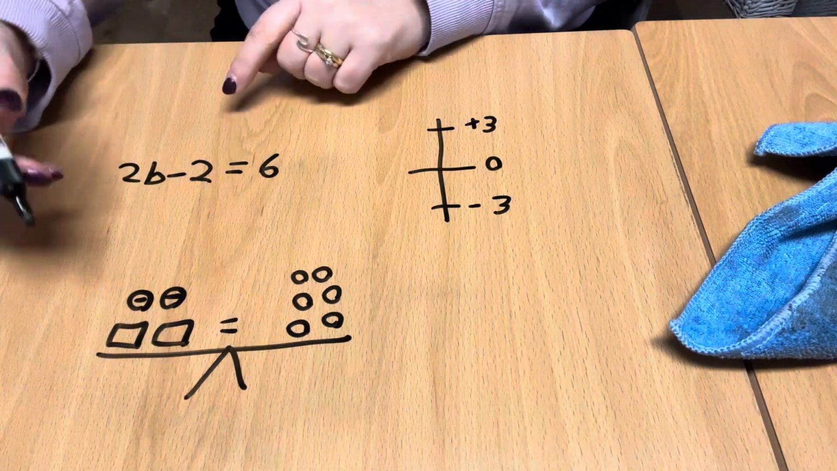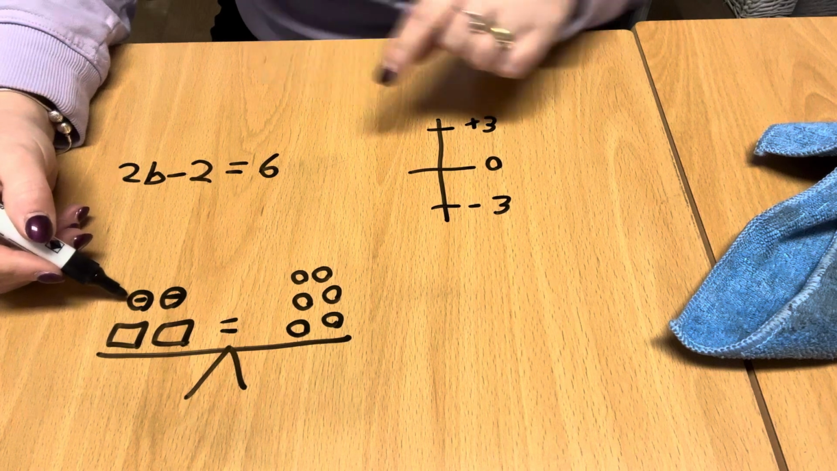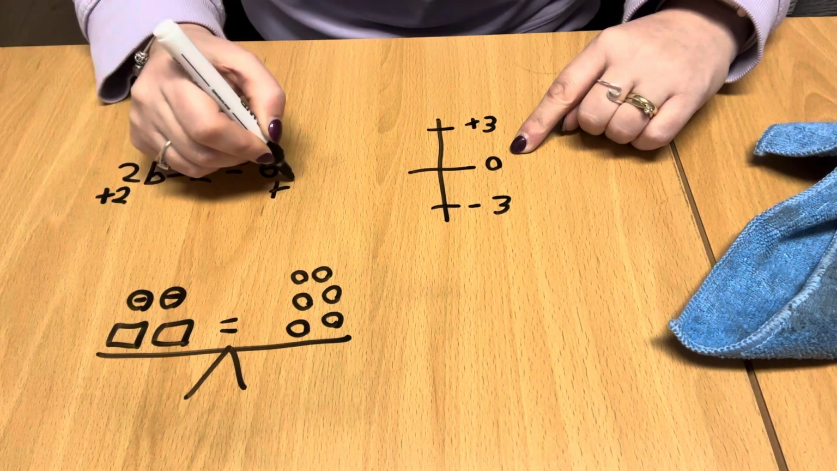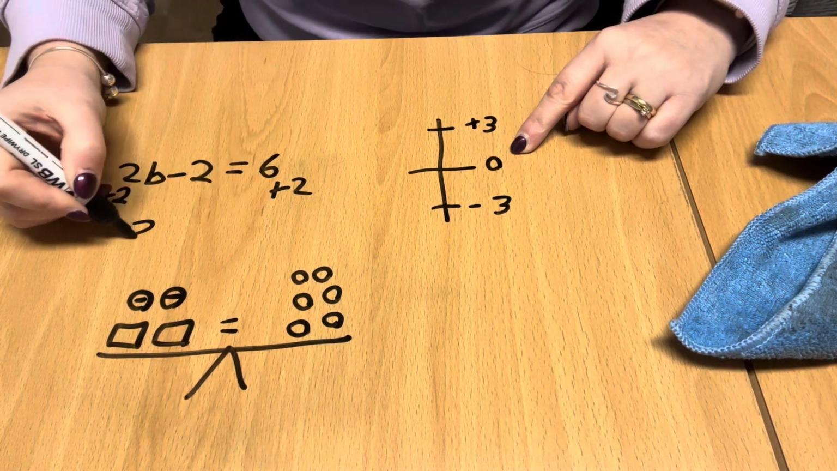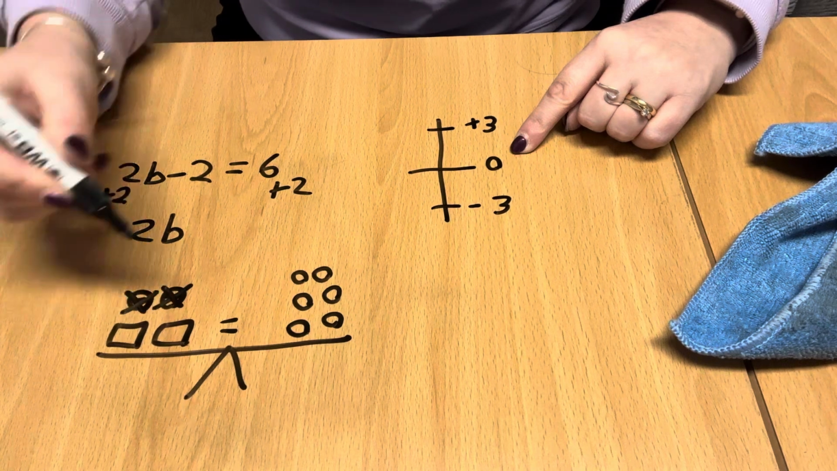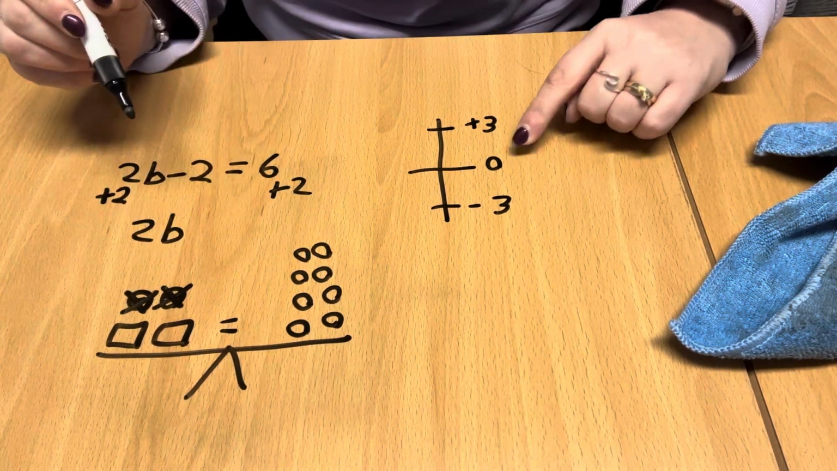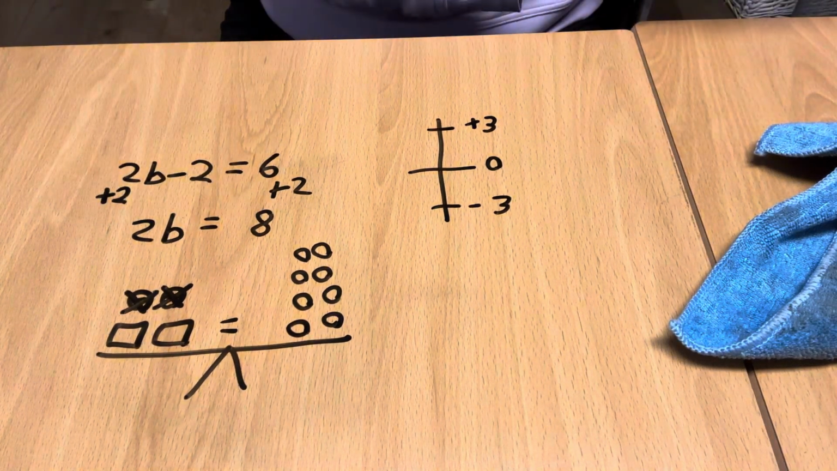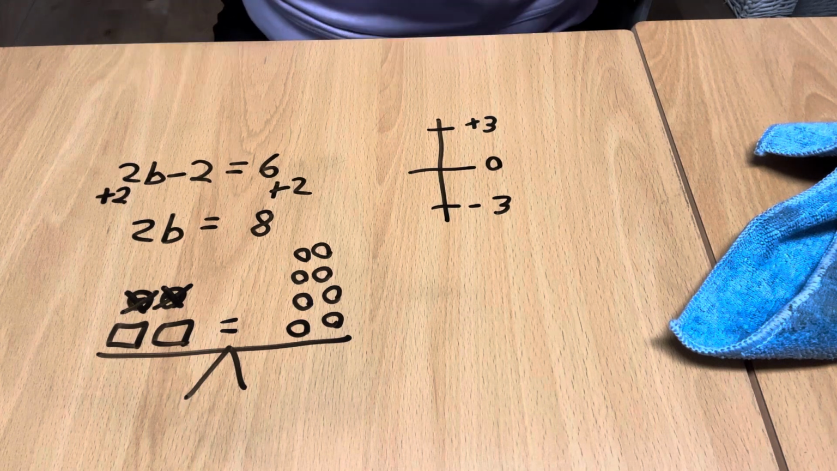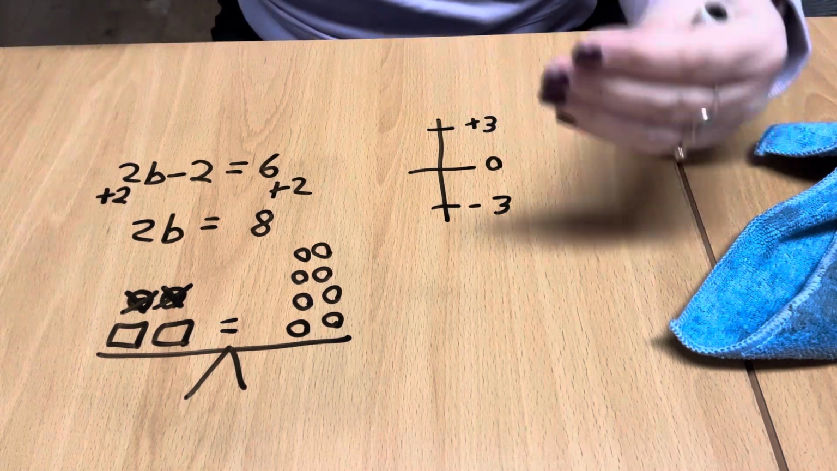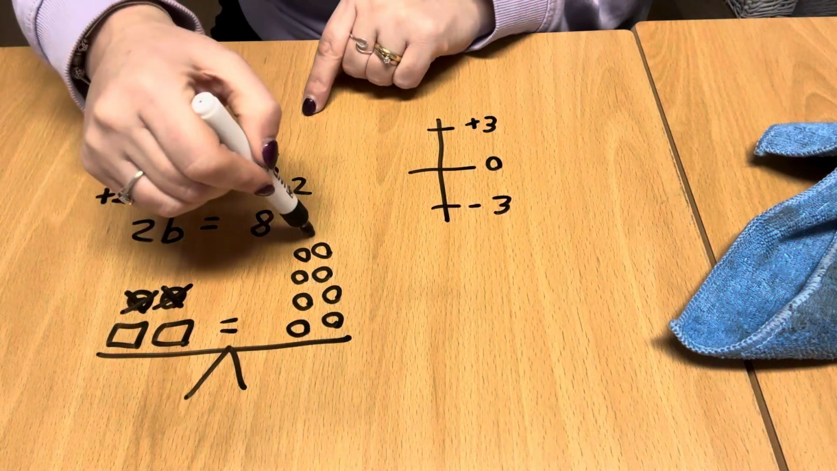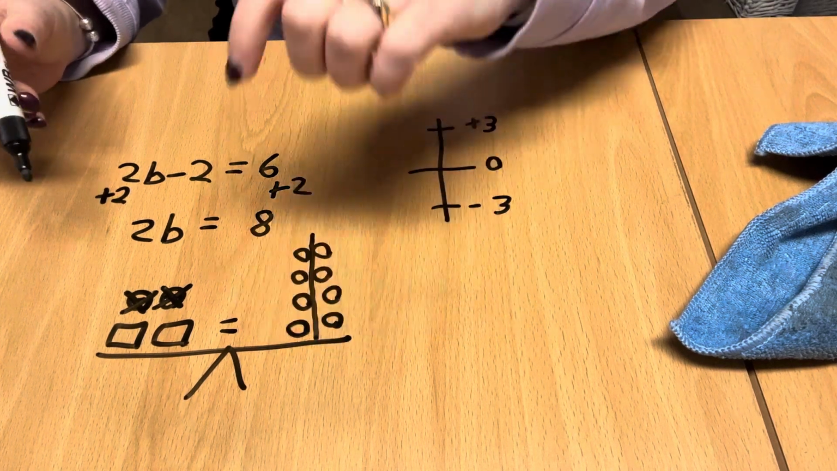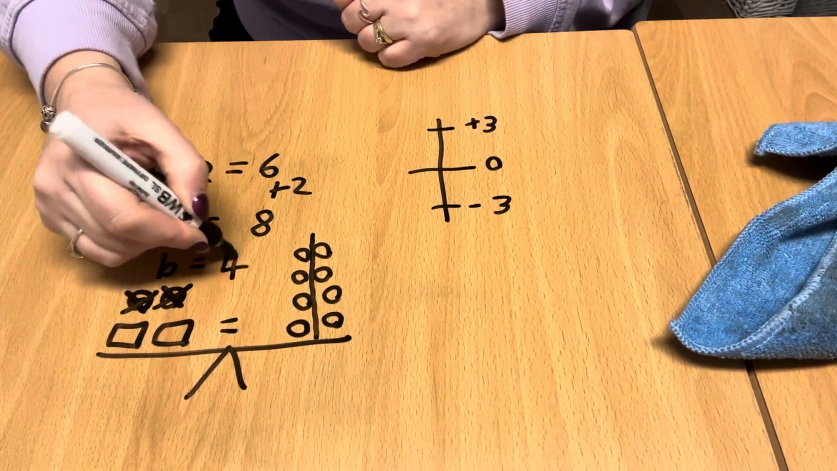First job is to get rid of these minus counters. If we're down 2, remember we have to add 2 to make it 0, so I'm going to do that on both sides. That means I'm left with 2B on this side. I've got rid of that, and I have to add 2 counters on the other side to keep it balanced. So 2 boxes is equal to 8. Then the final step, again, is boxes one side, counters the other. We can share out the counters between the boxes, and you can see that I've got 4 this side and 4 this side. So 1 box is equal to 4.